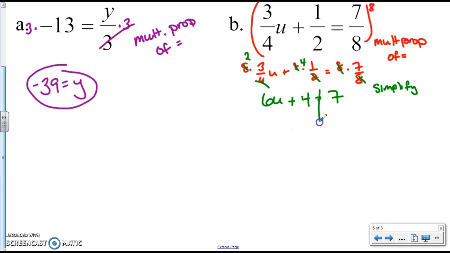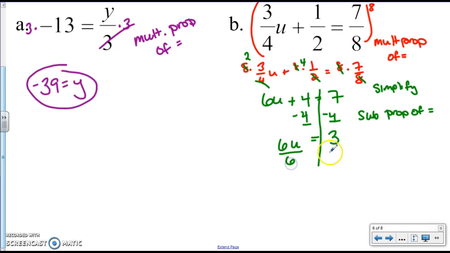So I can draw my line in if that helps. I'm going to subtract 4 from both sides. So I get 6u equals 3. So that would be the subtraction property of equality. Then I have a 6 in front of my u, so 6 times u. To cancel 6, I'm going to divide by 6 on both sides. So that would be the division property of equality.